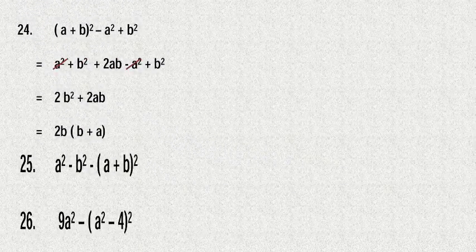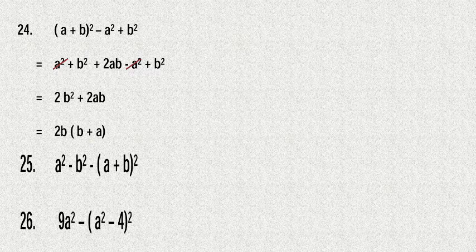Question number 24. a plus b whole square minus a square plus b square. As it is a plus b whole square, first apply the identity and expand. a square plus b square plus 2ab minus a square plus b square is taken as it is. Plus a square minus a square will get cancelled. So b square are like terms. Add b square plus b square, which results as 2b square plus 2ab. Take out the common factor 2b, then the final conclusion is 2b into b plus a.